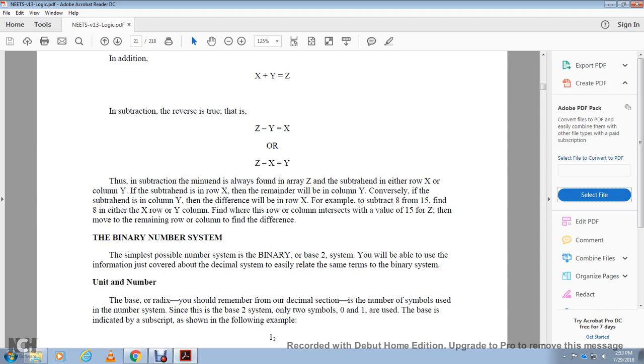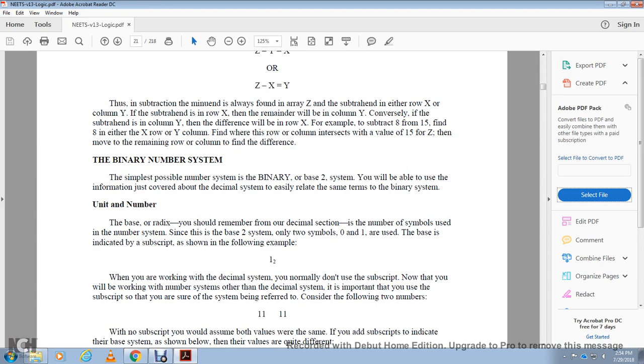The simplest possible number system is the binary system, or a base 2 system. You'll be able to use the information we just covered with the decimal system to relate the same terms to the binary system. Unit number. The base and radix you should remember from our decimal section: the number of symbols in the system. Since the base is 2, the only two symbols are 0 and 1. The base is indicated by a subscript, as shown in the following example.